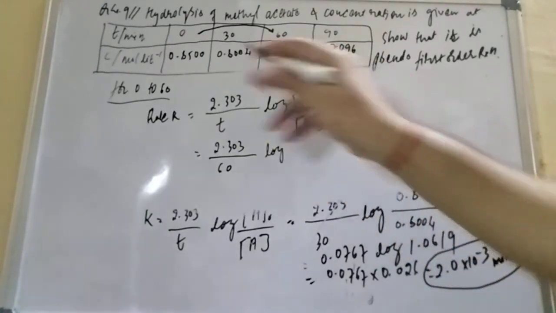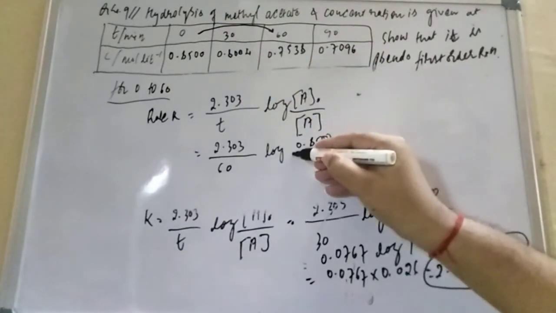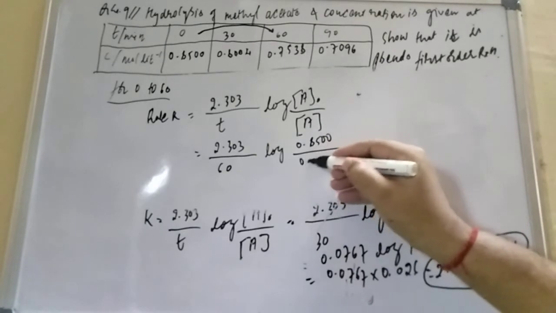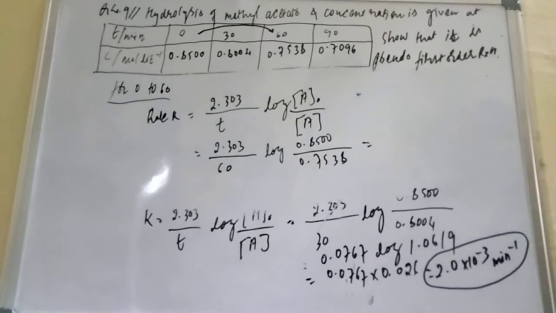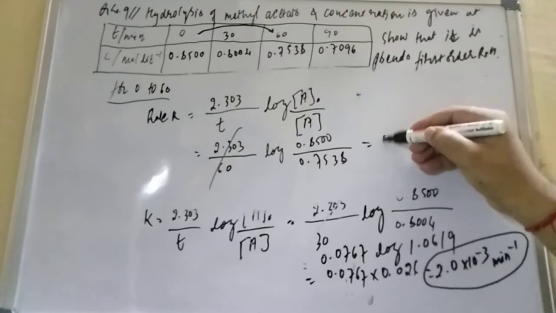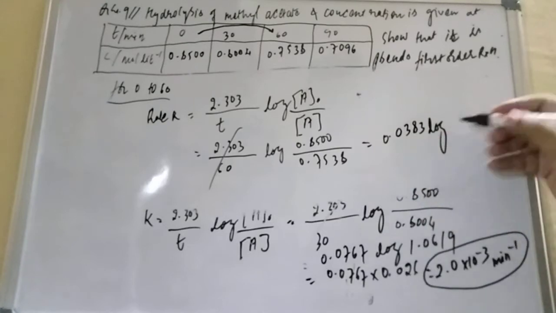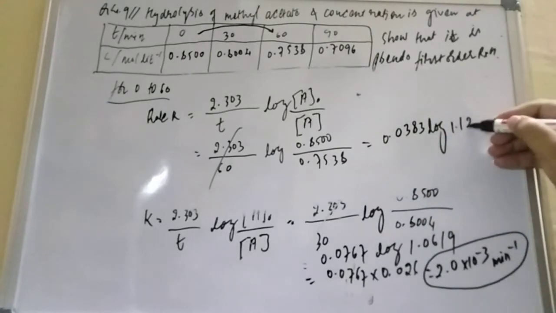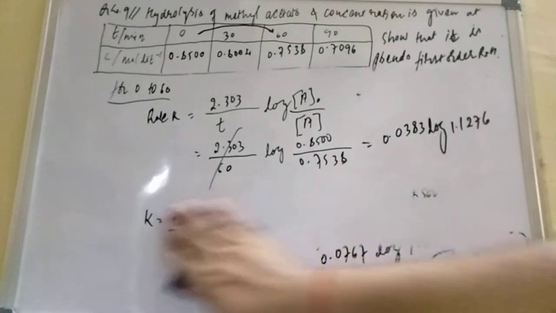At 60, how much is there, student? The initial concentration is 0.8500. At 60, how much is coming, student? 0.7538. Now you solve it out. If you divide this one, it is coming 0.0383, and that log will come. If you take the log, 1.1276. Then you erase it out. This value you keep in mind: my K1 is coming, student, 2.0 into 10 power minus 3. This you keep in mind.